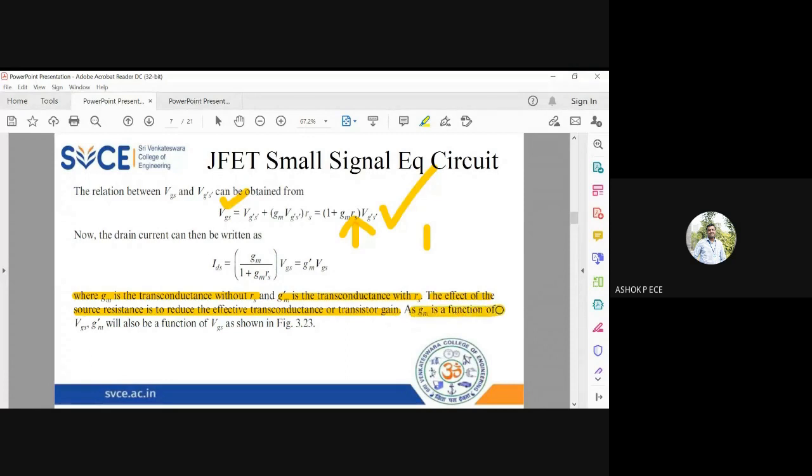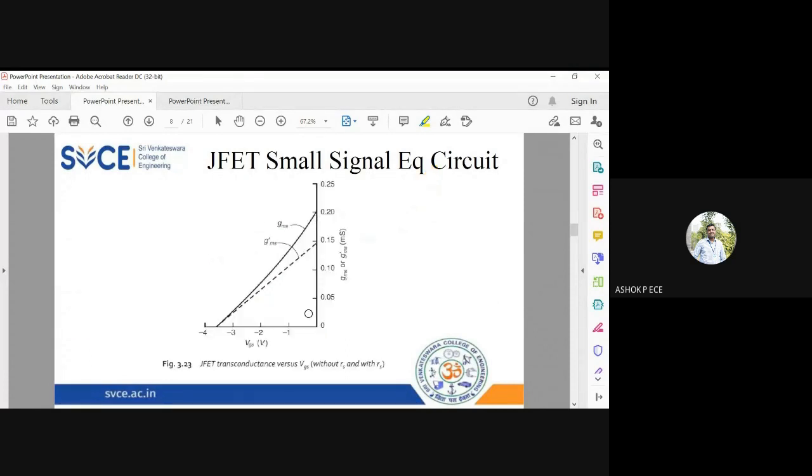So GM is a function of VGS. GM' is also a function of VGS, and the graph of GM' is shown here. GM is going to be without Rs, and GM' is going to be with Rs. So you can see the variation. The variation is very simple. At cutoff condition, both the graphs are going to merge. Otherwise, when you don't consider Rs, the transconductance is going to be very, very high.